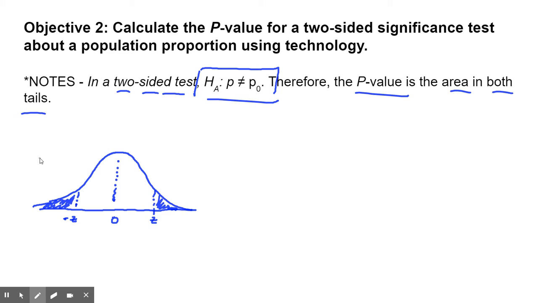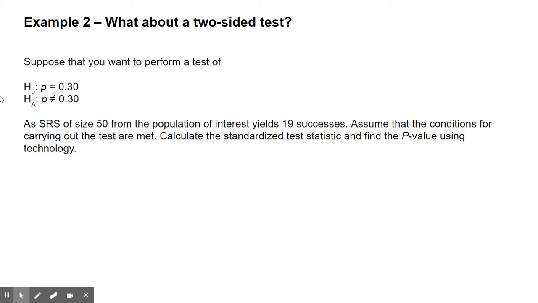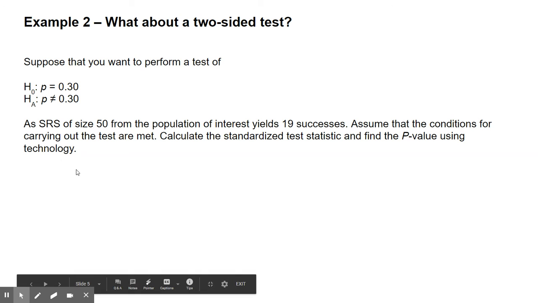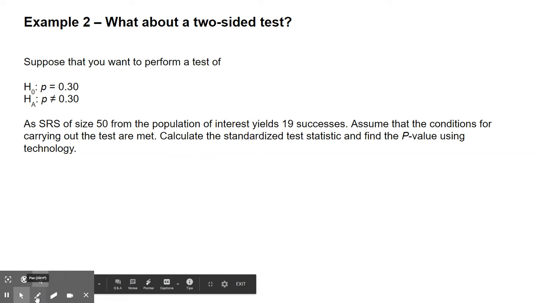Okay, now luckily our stats applet has a nice choice that we can do that very easily. But again, because of symmetry, these z values will be the same, just one's positive, one's negative. All right, so let's take a look here. Example 2, what about a two-sided test? Suppose that you want to perform a test of the null hypothesis p equals 0.3 versus the alternative hypothesis p does not equal 0.3. An SRS of size 50 from the population of interest yields 19 successes. Assume the conditions for carrying out this test are met. Calculate the standardized test statistic and find the p-value using technology.